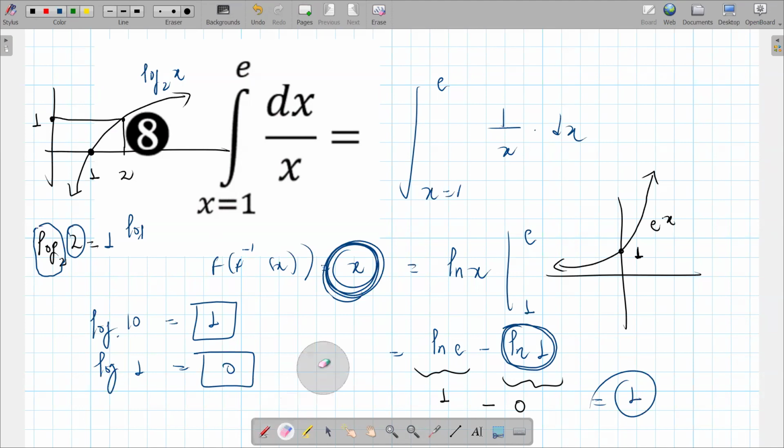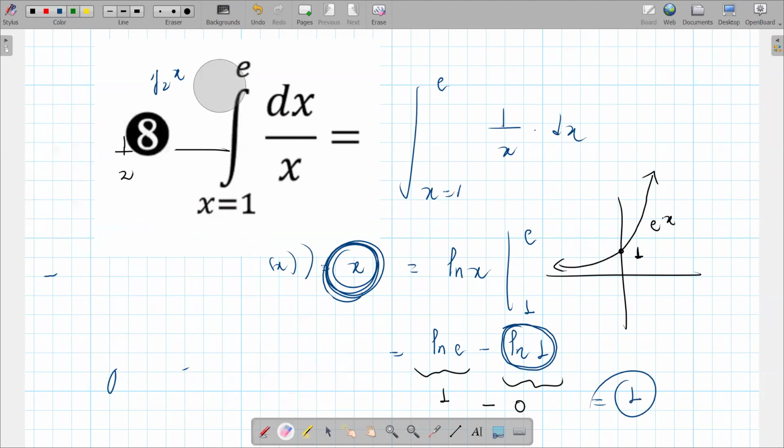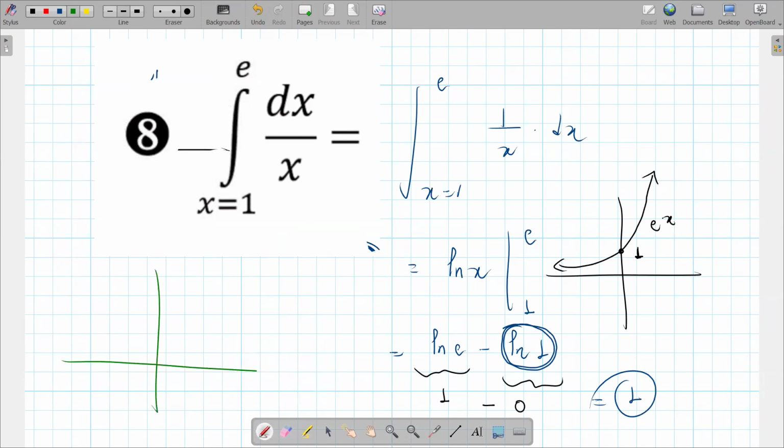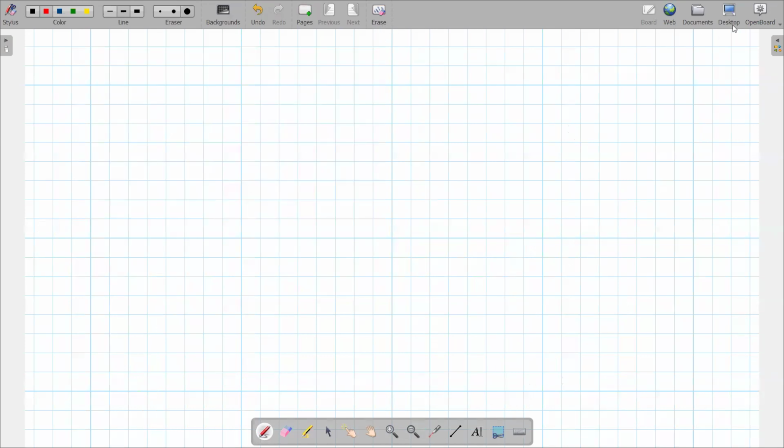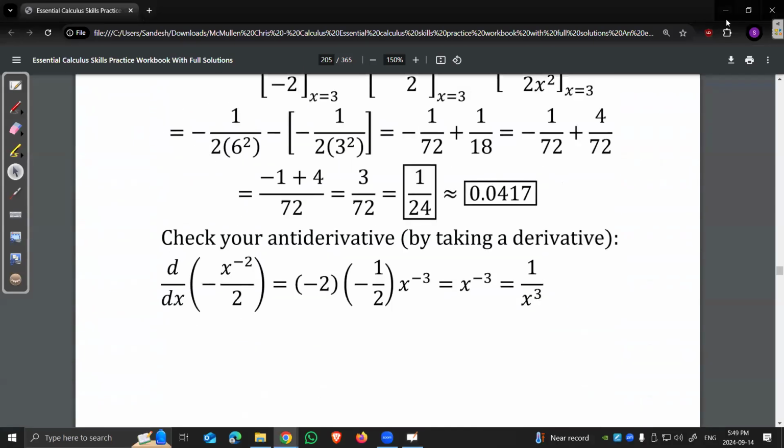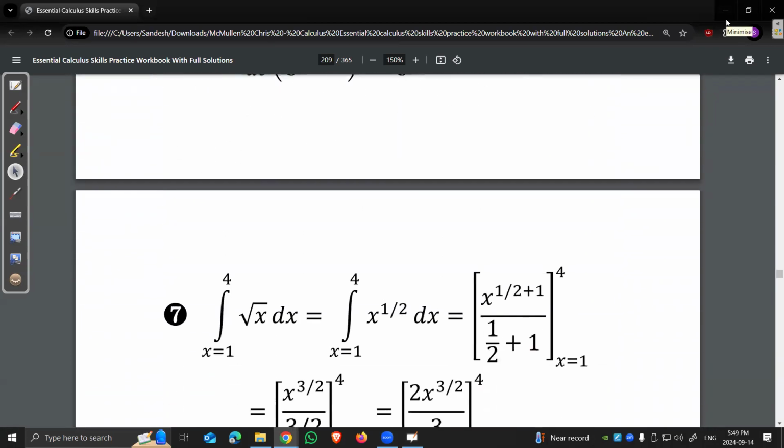So what did we actually just find? For the function 1 over x, remember what 1 over x looks like? It doesn't actually cross the x-axis. From the x value of 1 to the x value of e, this area is exactly 1. That is what we just found, and that's the application of integrals: usually to find areas. Obviously it gets way more complicated, as we will see later.